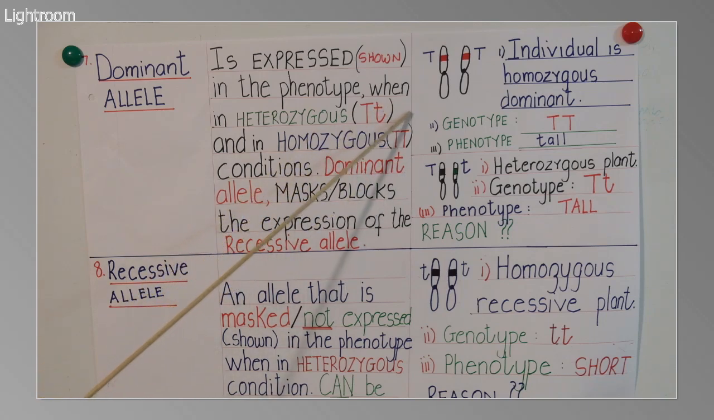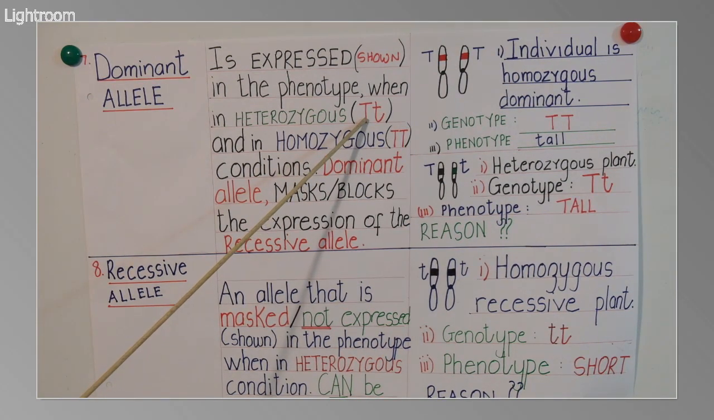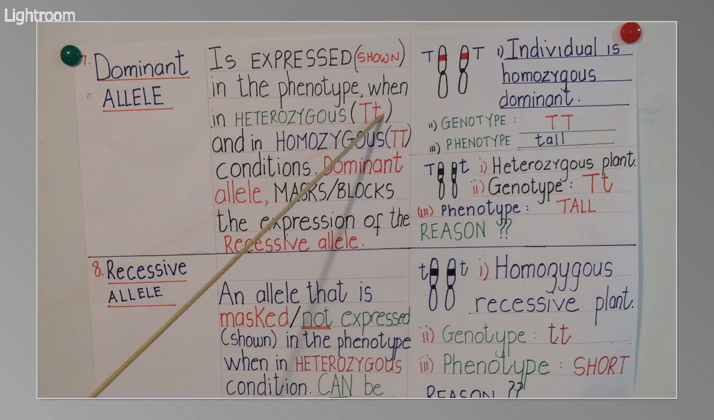When we talk about heterozygous, we mean that the two alleles which code for a particular characteristic are different. For example, this allele codes for tallness in pea plants, and this small letter t represents the allele which codes for shortness. So this individual is heterozygous, and this individual is homozygous. Homo means the same. Zygous refers to zygote, the individual. So this individual is homozygous because it has two identical alleles for the characteristic of height.